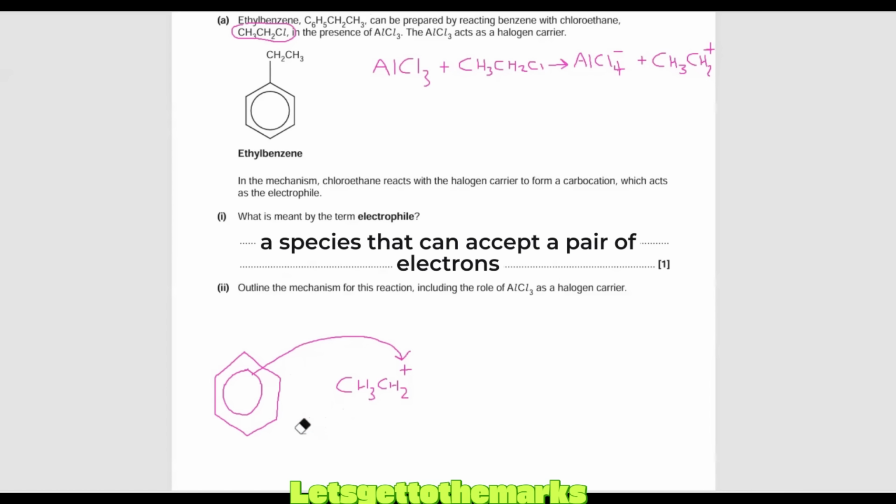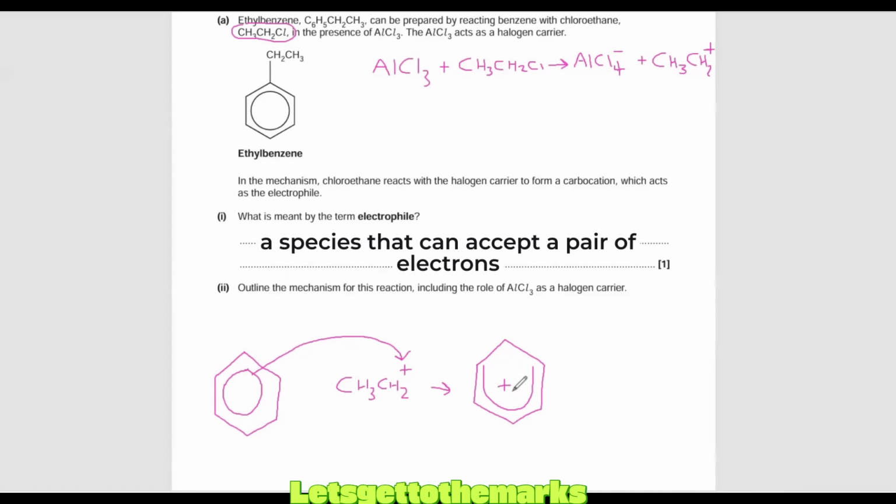Put the plus charge on the carbon atom, then we could draw the arrow going there. Very important as well that your arrow from the benzene ring is touching the ring and not coming from the center of it. They won't give you the mark if your arrow is just loosely coming from the center of the benzene ring. Make sure it's coming from the actual ring, those pi electrons.